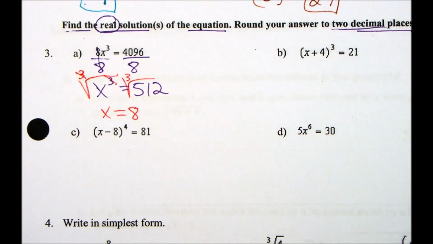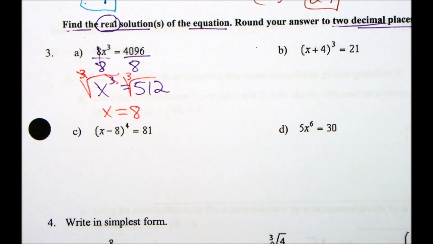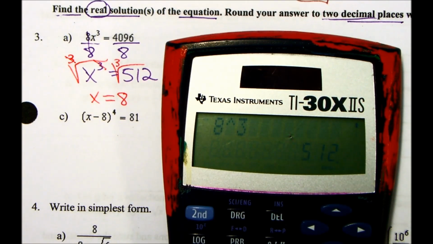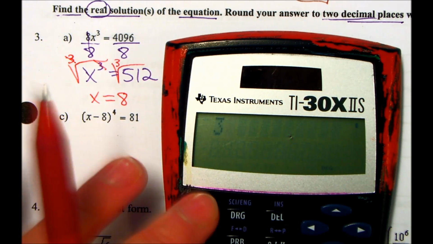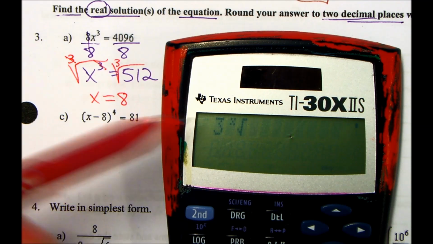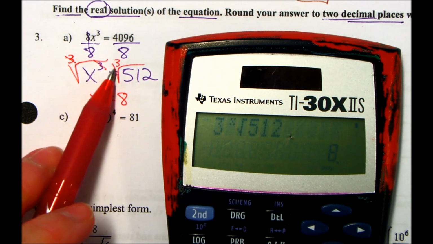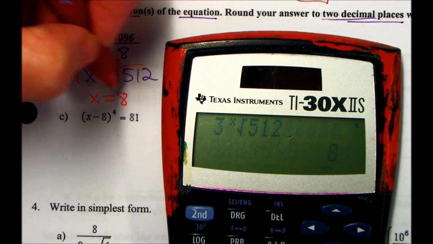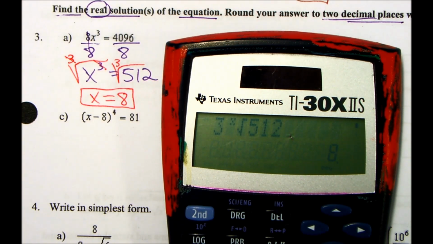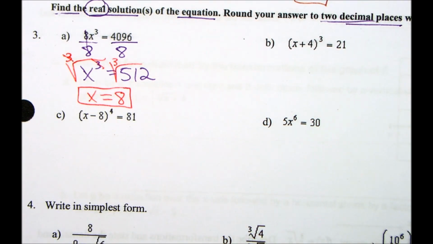So once you start dealing with these numbers a lot, you're going to kind of remember them. But again, if you didn't know what number to the third power was 512, you could either put it in the calculator and guess and check, or put the 3 in first, hit the second caret button. So this means the third root of 512, hit your equals, and you'd get 8 that way. Now, because this is an odd root, there's only one root. It's not going to be positive or negative, it's just going to be 8. All right, so that is the answer to number 3A, our first equation.